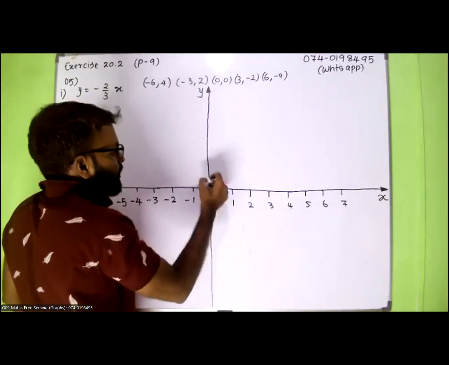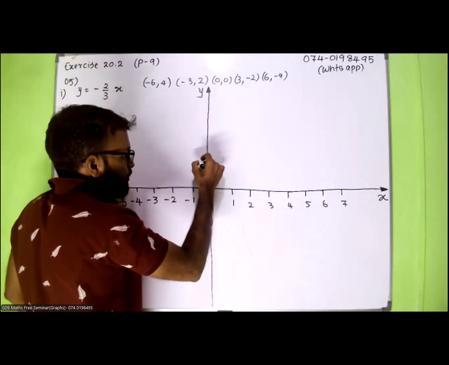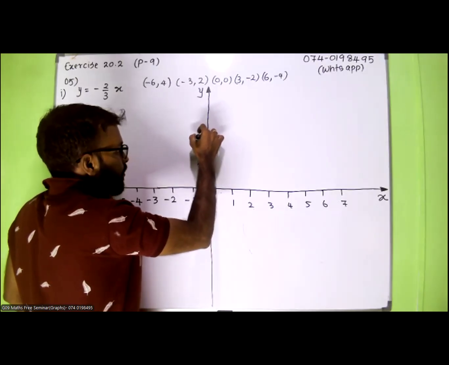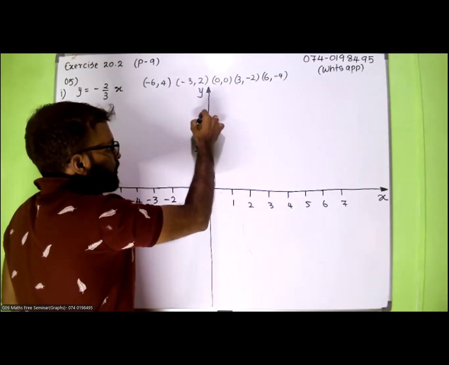For the y-axis, +5 to -5. Here I have 1, 2, 3, 4, 5.